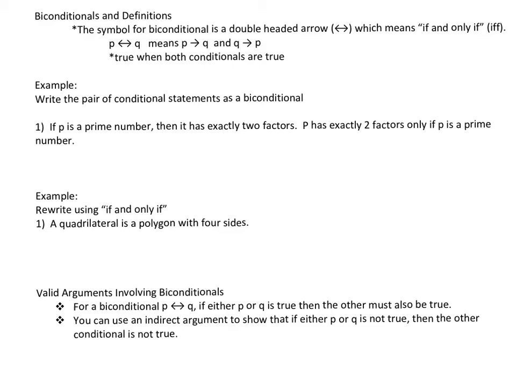In all of the previous examples, we've been using lots of conditional statements. So if P, then Q. So it makes a sort of condition, like if P is true, then Q is true. But here we're looking at biconditionals.